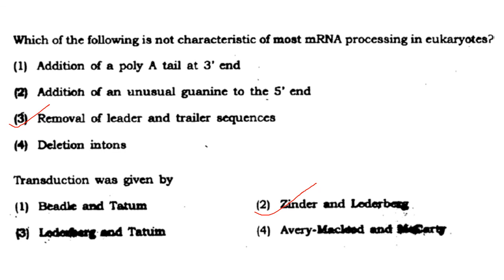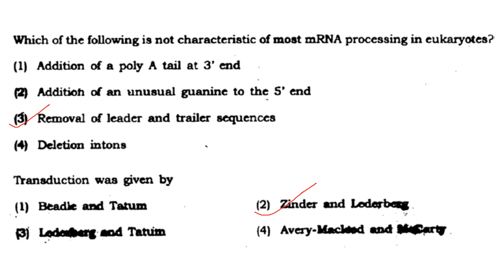Next one. Which of the following is not characteristic of most mRNA processing in eukaryotes? Option 1, addition of a poly A tail at 3' end. Option 2, addition of an unusual guanine at the 5' end. Option 3, removal of leader and trailer sequences. Option 4, deletion of introns. Answer is option 3, removal of leader and trailer sequences.